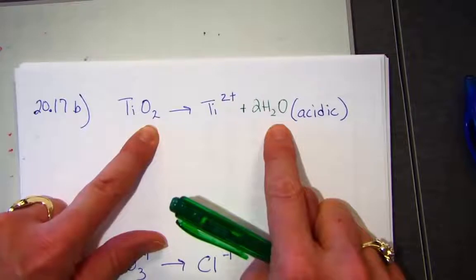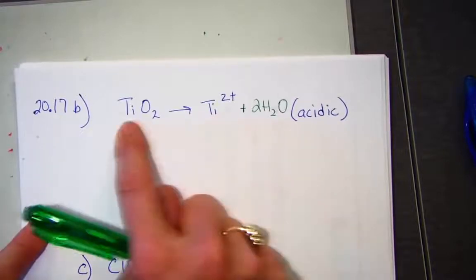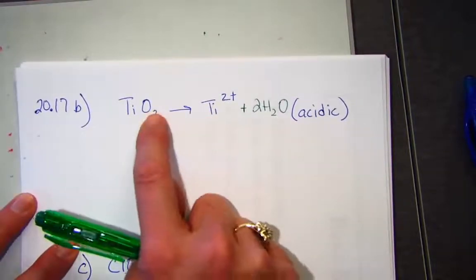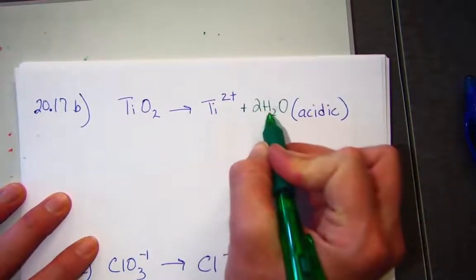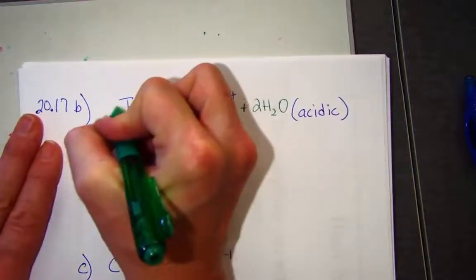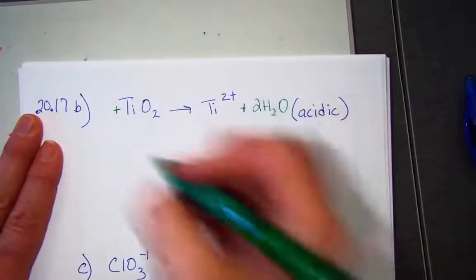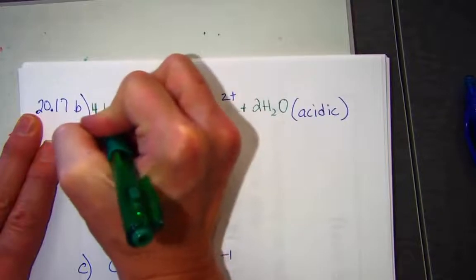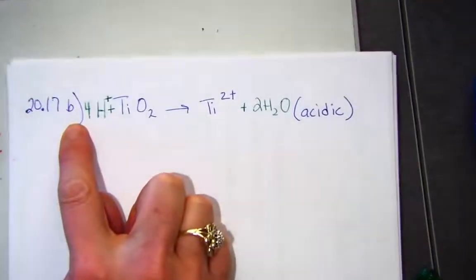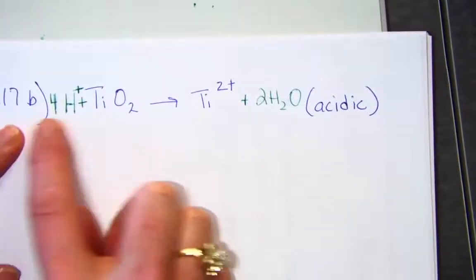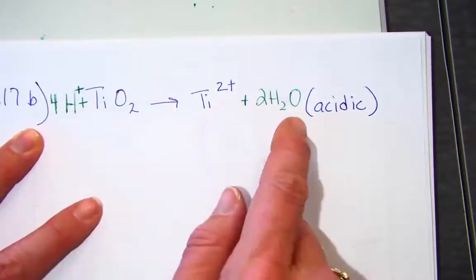Next one, I think it's Rule 4. Rule 1, break it in half. Rule 2, balance everything not an H or an O. Rule 3 we did with the O's. Rule 4 says balance the hydrogens. Now I have 4 hydrogens on the right. I've got to come back to the left. What we do is add protons. Protons are called hydrogen ions. Since I have 4 hydrogens, I better add 4 hydrogen ions to the left. Hydrogen ions carry a +1 charge. 4 H positives plus TiO2 made Ti +2 and 2 waters.